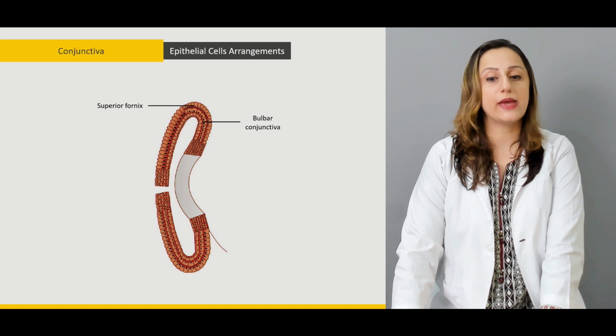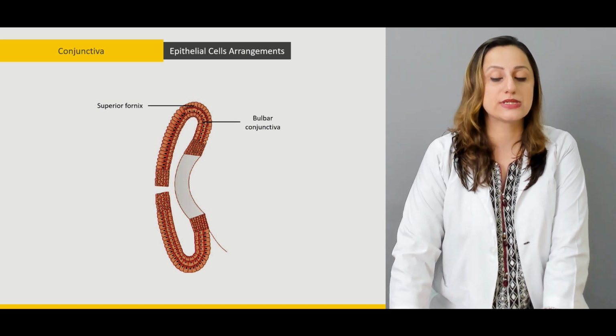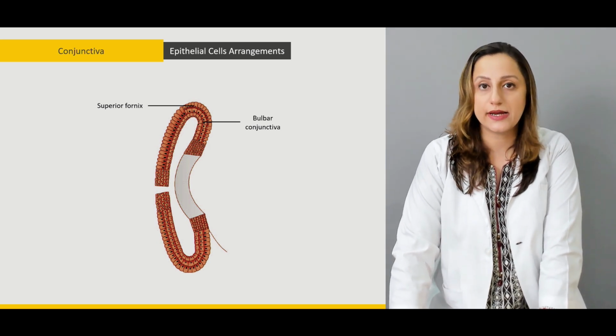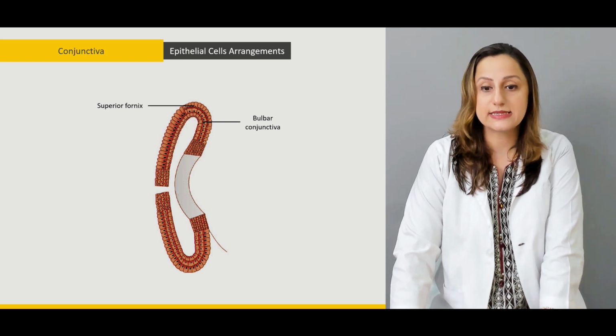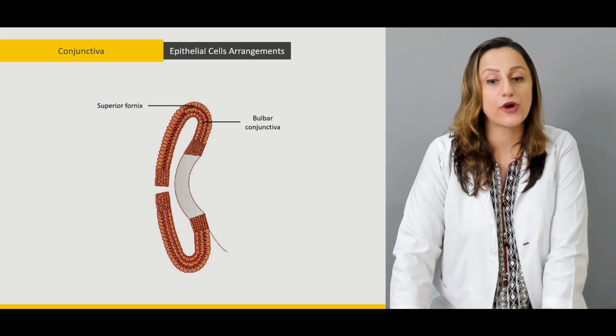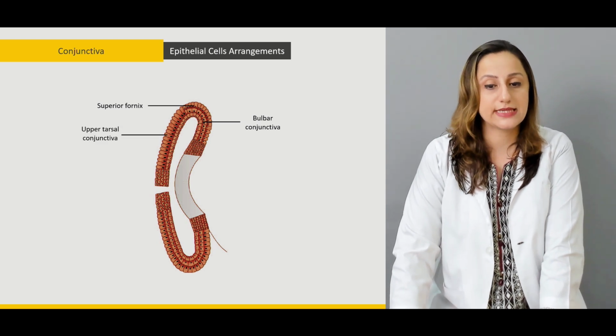And then moving on, we have the bulbar conjunctiva, which is again almost a 3-layered conjunctiva ranging from the cylindrical cells, and on the bottom we have the cuboidal layer of the cells.